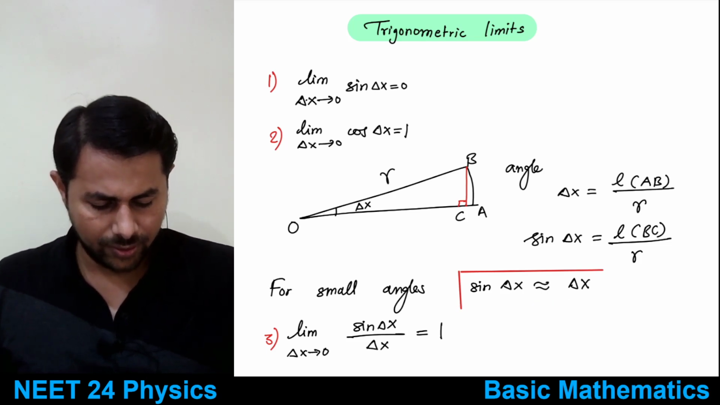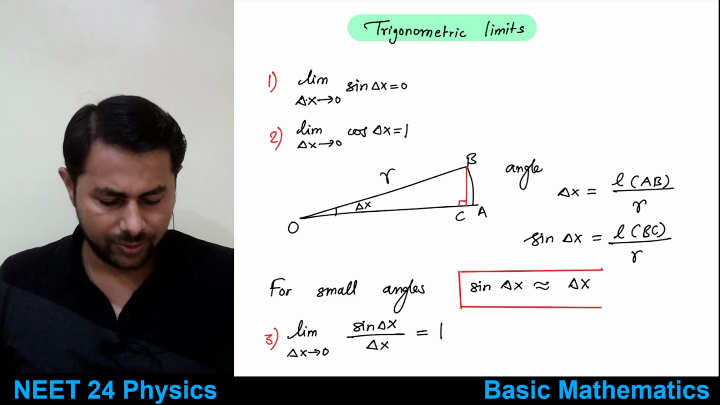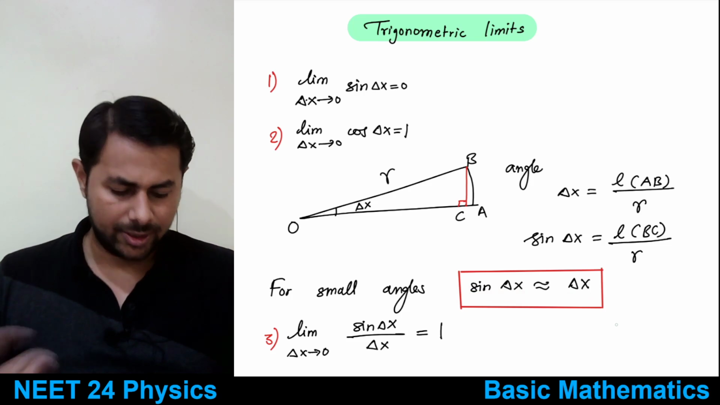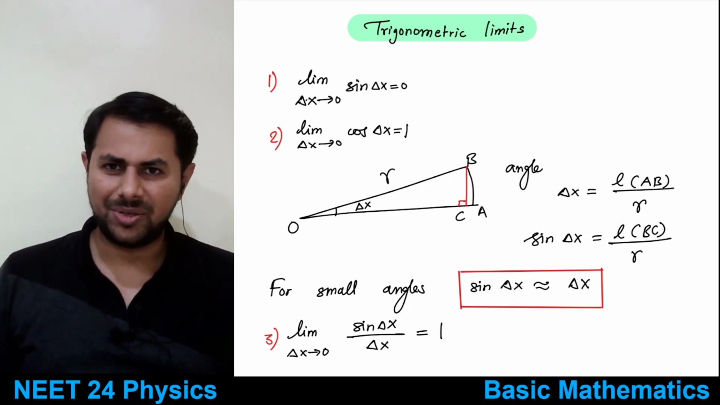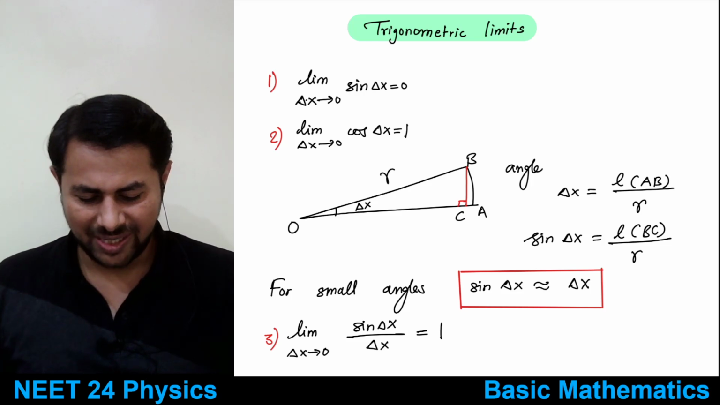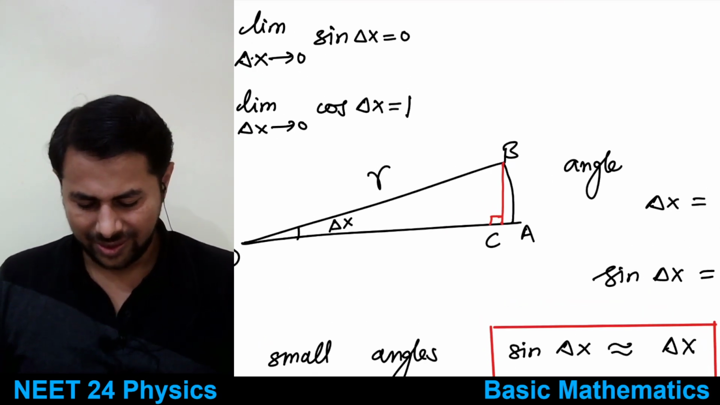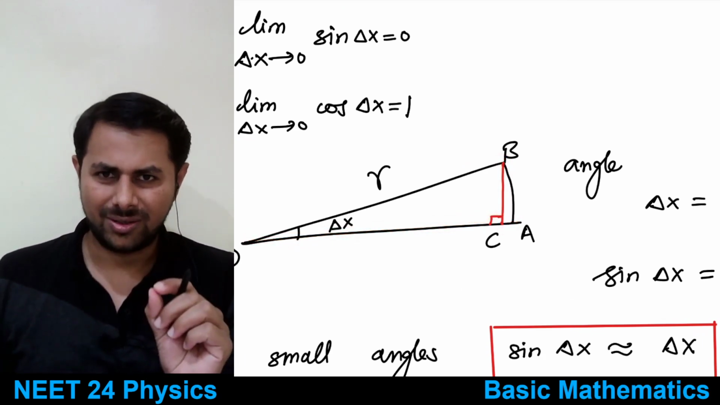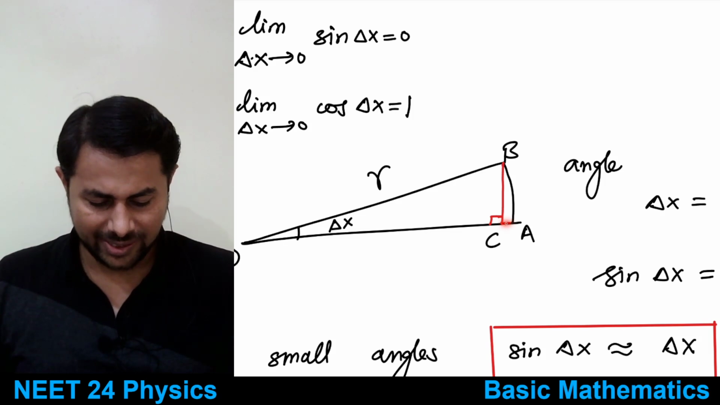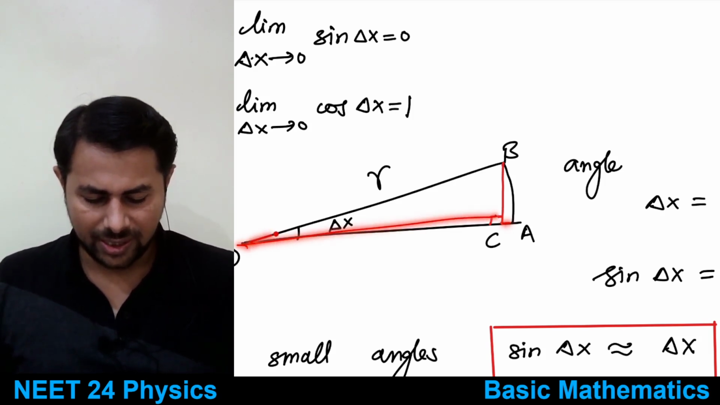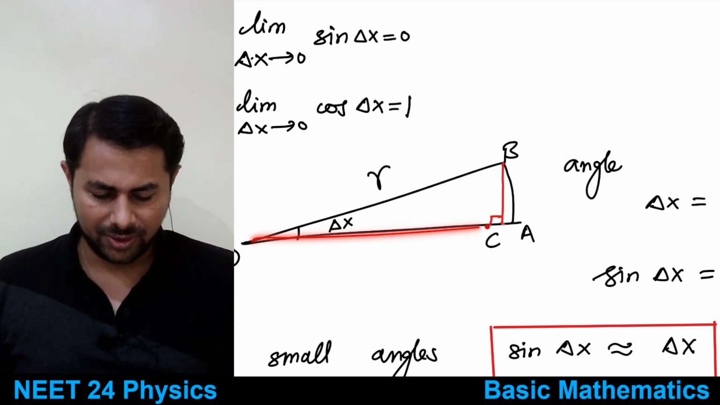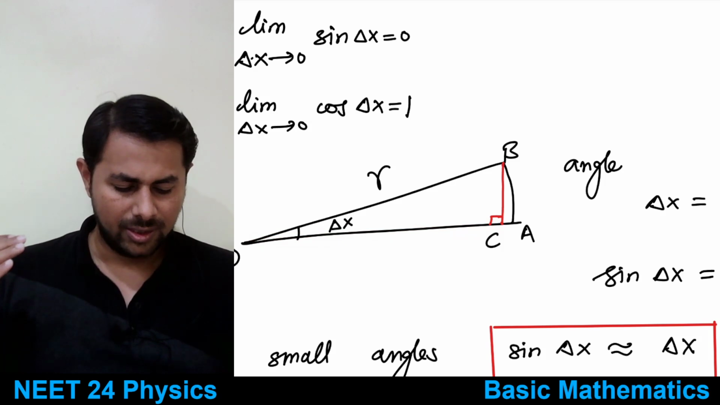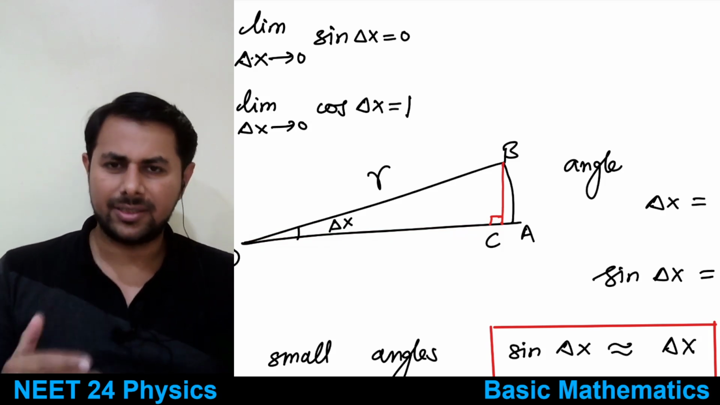All right. So this limit we are going to keep on using, that sine of delta x is equal to delta x, and also tan of delta x will be almost equal to delta x. See, tan is equal to the opposite side divided by the adjacent side. And if AC is very small, then OC is nearly equal to the radius only. So you can also say that for a small angle, sine is nearly equal to the angle itself and it's equal to tan.